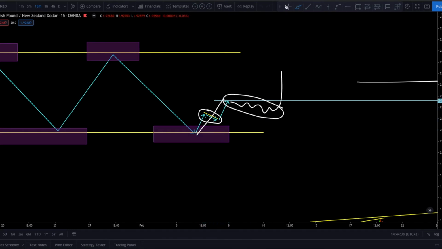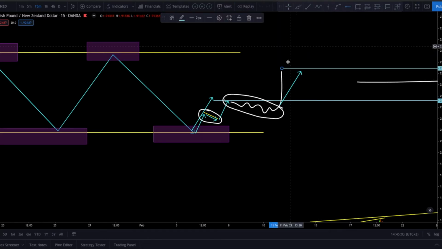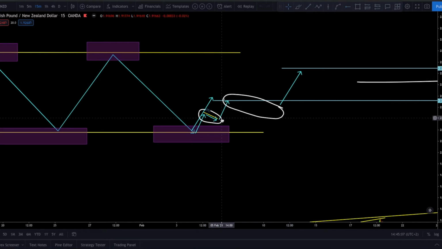Okay, let me use a different line because this one looks more clouded. This move, copy it, copy this one, then you put it here. So that will be your take profit, because it's 100% of this previous move.